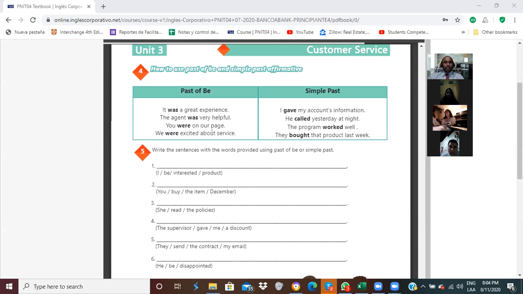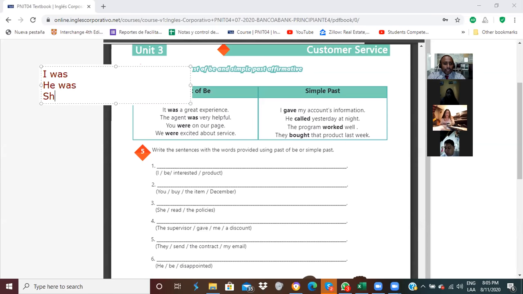Okay, here you were missing the. Here goes a the. About the service. So I want you to notice that I'm going to use was when I'm referring to the singular. I was, he was, she was, it was, right?